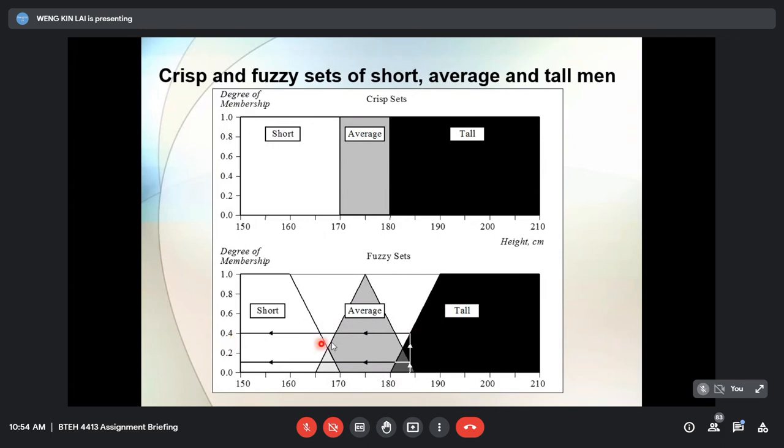Between very short and average, it's up to you how many memberships you want. If you want one more, then you call it short. If you want a few more, then very short. Short and not so short become average. Then they move on.